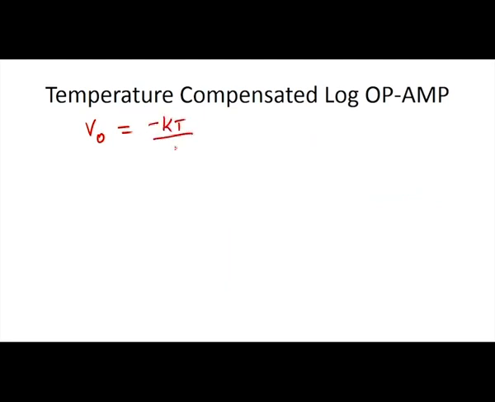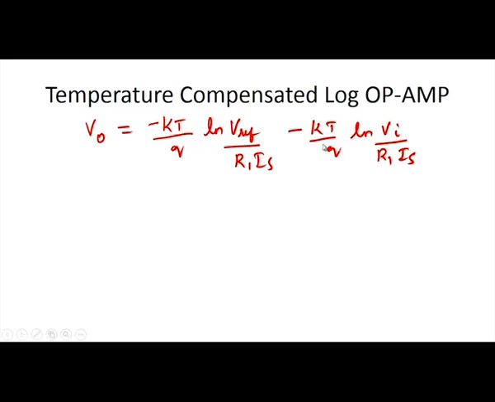V2 is minus kT by q natural logarithm of V reference by R1 IS, minus V1. V1 is simply the output of the logarithmic amplifier A1, so its input is Vi divided by R1 IS. Considering the input resistances and the saturation currents to be equal, and simplifying, take plus kT by q out. So you will get natural logarithm of Vi by R1 IS.